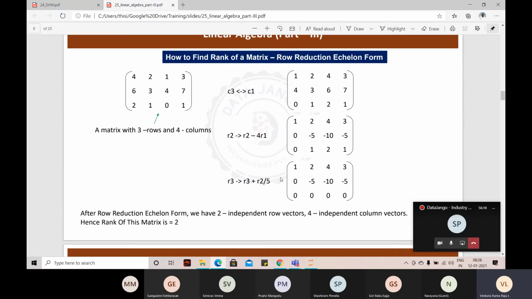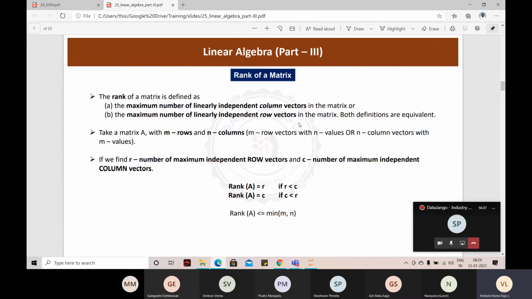It is very simple. If you look at this matrix, the maximum number of linearly independent vectors here is 2. Independent rows are 2, columns are 4. The rank becomes 2. Whichever is minimal, we take that as the rank. First you need to calculate the maximum number of linearly independent columns, then find the linearly independent rows. Whichever is less, that becomes the rank of the matrix.